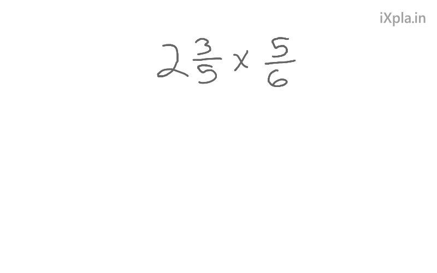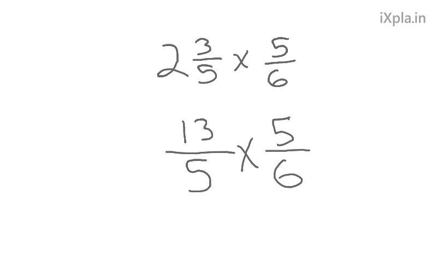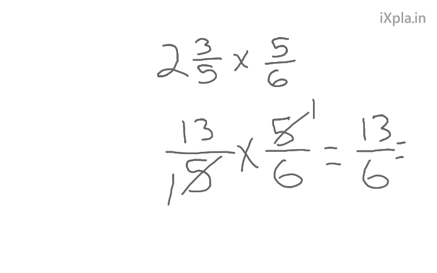2 times 5 plus 3, we get 13 over 5 times 5/6. We can cross cancel our 5s. 5 goes into 5 one time, 5 goes into 5 one time. Let's multiply across now. And we get 13 over 6. That's an improper fraction, which we can't have for the answer. So we divide 6 into our 13, it goes in 2 times with 1 left over, and we keep our 6. 2 and 1, 6.